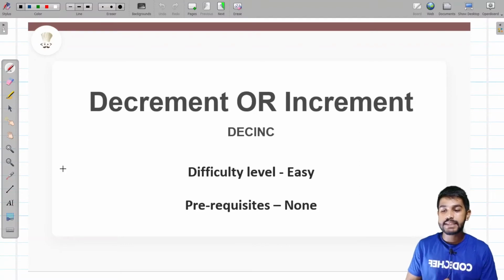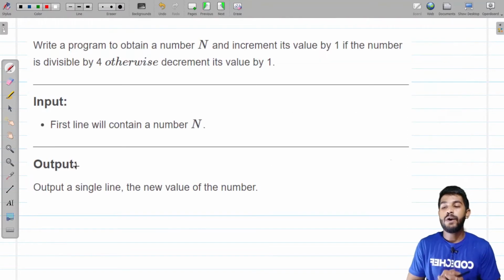Today, we would be discussing the problem named decrement or increment. The problem code is DECINC. The difficulty level of this problem is easy and the prerequisite to this problem is none. Now, let's read the problem statement.